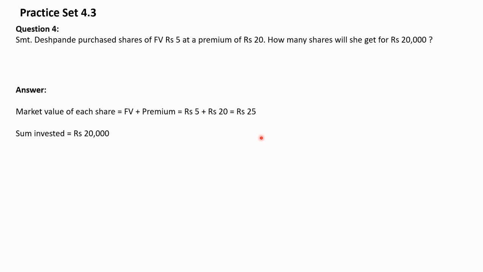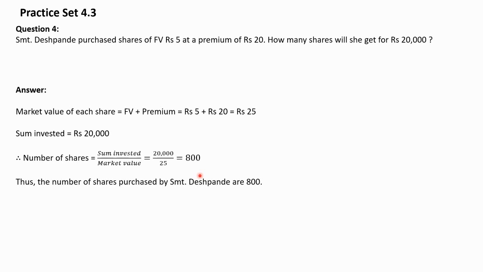Sum invested, as mentioned in the question, is rupees 20,000. So number of shares will be sum invested upon market value. This is the same formula. The sum invested formula was sum invested is equal to number of shares into market value. We just rearrange that formula to find the number of shares. So number of shares will be sum invested upon market value. Sum invested is 20,000, market value is 25. 20,000 divided by 25 is 800. Thus, the number of shares purchased by Srimati Deshpande are 800.